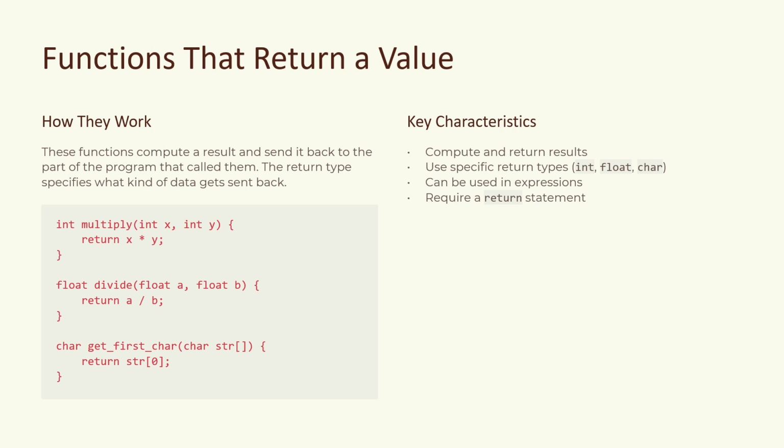In the first function, multiply, we are taking two integer parameters x and y, and we are going to multiply x and y and return the integer value back to the calling function. In the second function, divide, we are going to take two floating values a and b, and perform the division and return a floating value back to the calling function. In the third function, we are going to take a string and return a character back to the calling function.